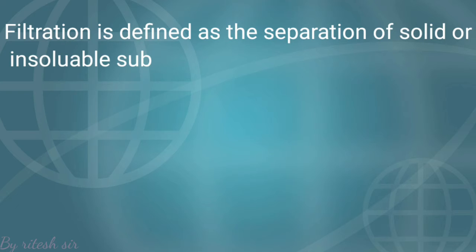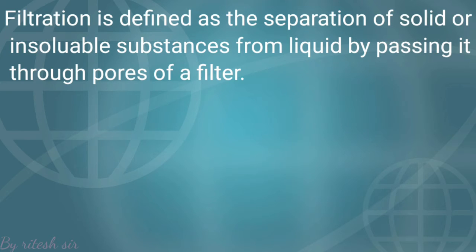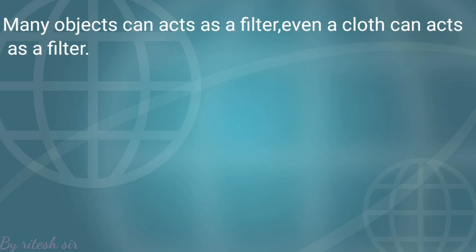So filtration is defined as the separation of solid or insoluble substances from liquid by passing it through pores of a filter. So in this process we need objects which have very tiny pores, so that these pores allow only liquid to pass through and block all the solids. Many objects can act as a filter. Even a cloth can also act as a filter.